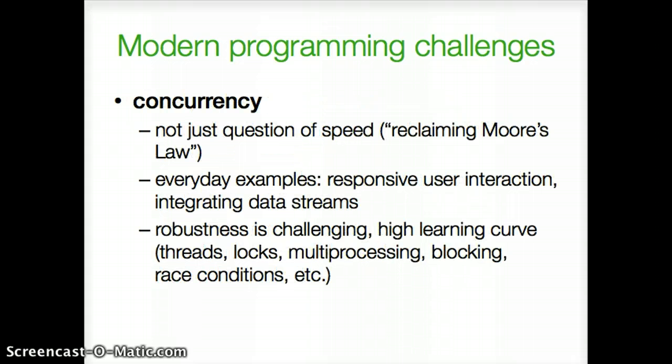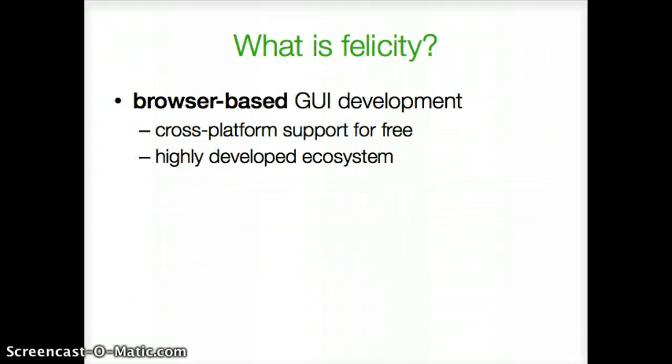Also concurrency. Certainly there's a question of programming efficiency, but also just in terms of developing responsive user interfaces, it's easy to run into blocking issues with concurrent processes running in the background. And in general, the models of concurrent processing can be a challenge for especially inexperienced programmers to wrap their minds around. So I want to briefly cover how Felicity addresses some of these things.